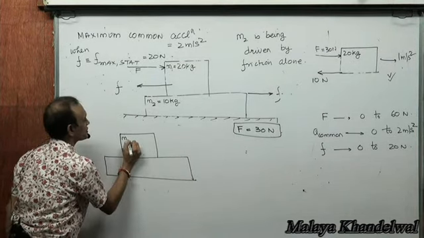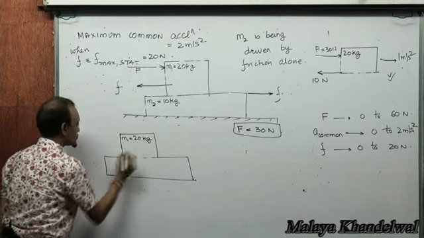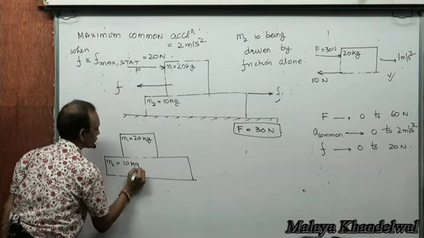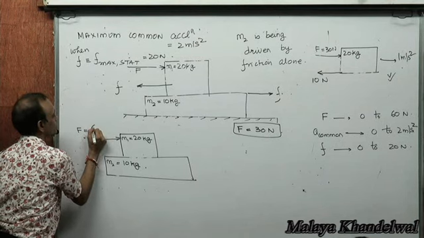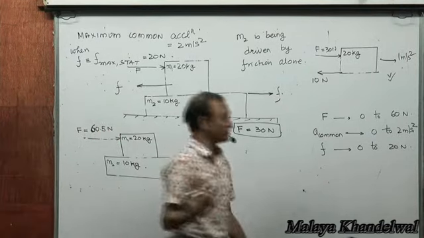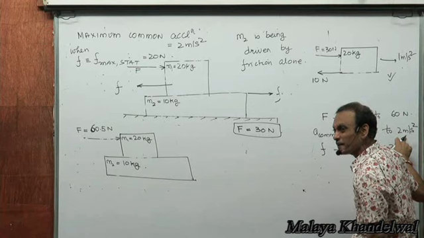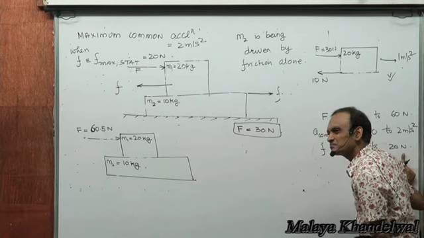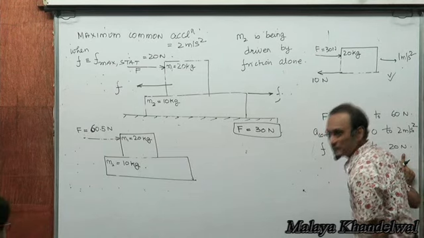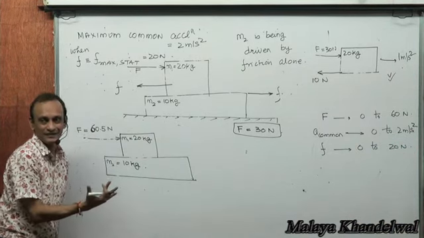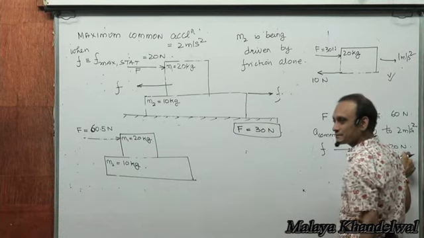Here M1 is equal to 20 kgs, M2 is equal to 10 kgs. When F becomes, say, 60.5 newtons, that means it's trying to give an acceleration of more than 2 meters per second squared to the upper block. That means the lower block now requires friction greater than 20 newtons to have a greater acceleration. But that is not possible. So friction on the lower block continues to be 20 newtons after this.